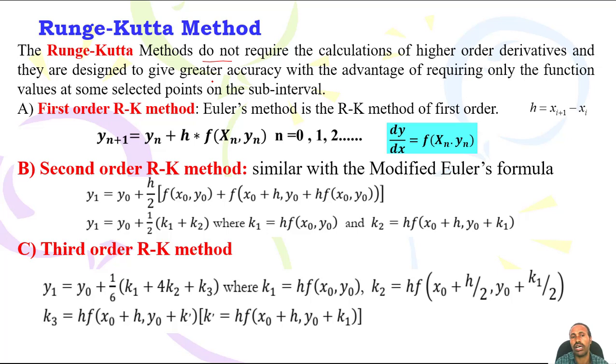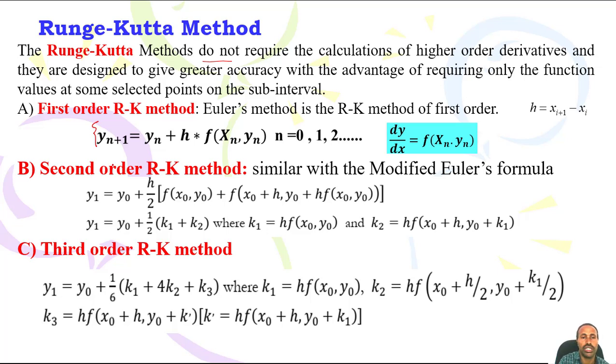First order RK method, which is similar to Euler's method, you will apply Euler's method directly. y_{n+1} is equal to y_n plus h f of x_n, y_n. n starts from 0, 1, 2, etc. So dy by dx is given, then some function value of f of x_n, y_n, then you can substitute and proceed, at n0, at n1, etc. Every step value will be completed. We will have an example on this.